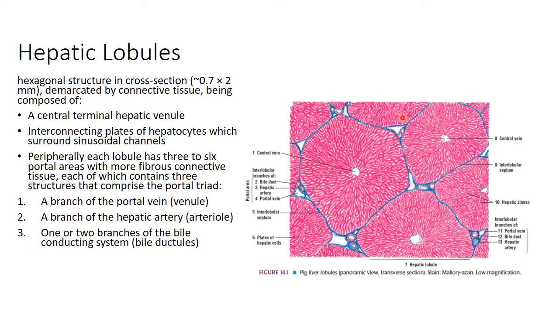We can see that the portal area is composed of the three important structures that we discussed previously: a branch of the hepatic artery, a branch of the portal vein, and a bile duct. And these are called the portal triad. Branch of portal vein, branch of hepatic artery, one or two branches of the bile conducting system.